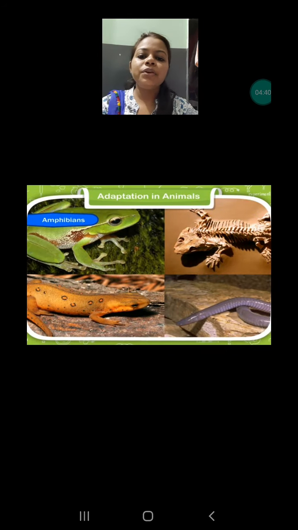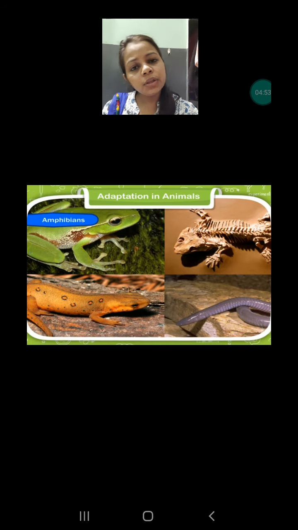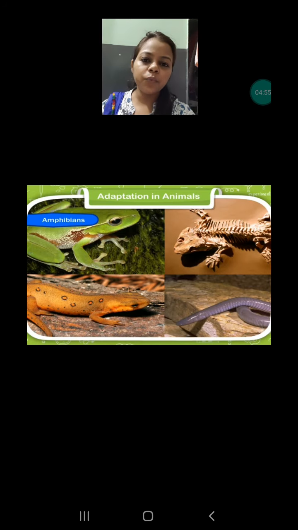Next we are going to know about amphibians. Some animals we can see around us, like frog, lizard, crocodile, turtle. These animals can survive on the land and also in the water.